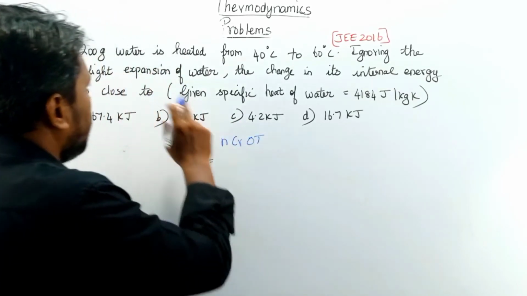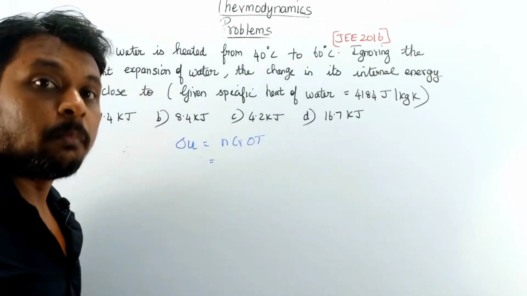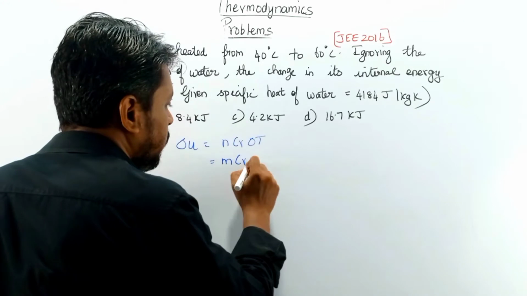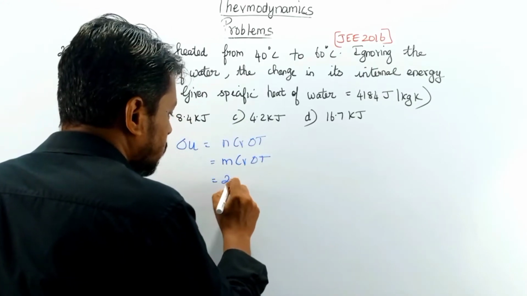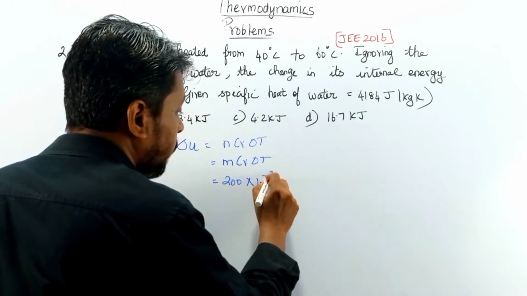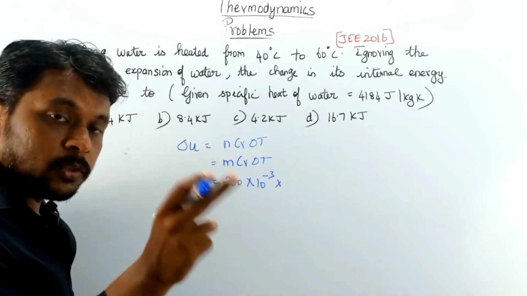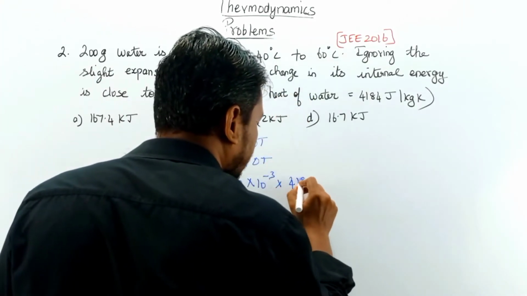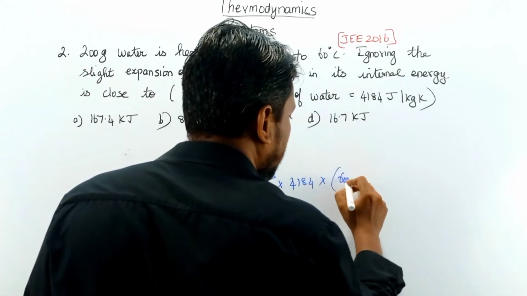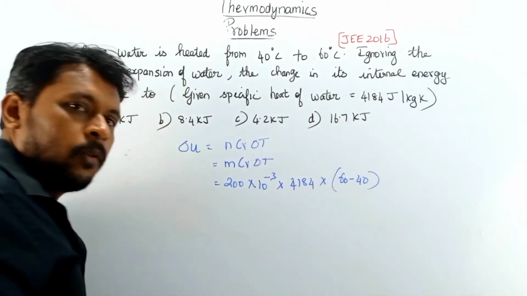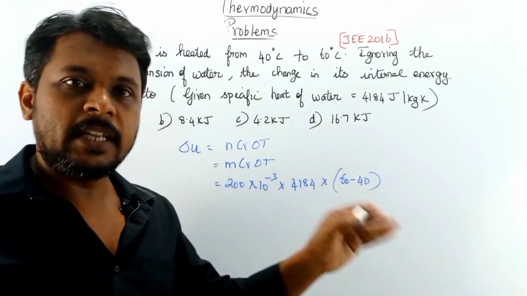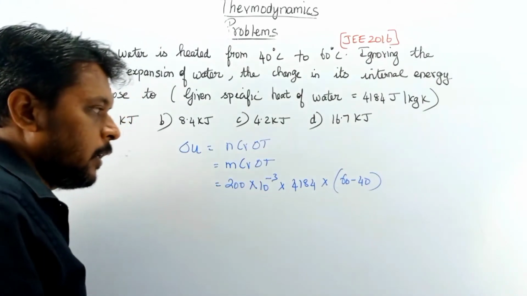But here they have given the water in terms of mass, 200 grams, so we have to write it as mCV delta T. It should be in kilograms but they have given grams, so convert into kilograms, 200 into 10 power minus 3. The specific heat capacity value is also given in this question, 4184, into the temperature difference, that is 60 minus 40. The difference will be equal whether it is degree Celsius or Kelvin. The difference will be equal for both notations.